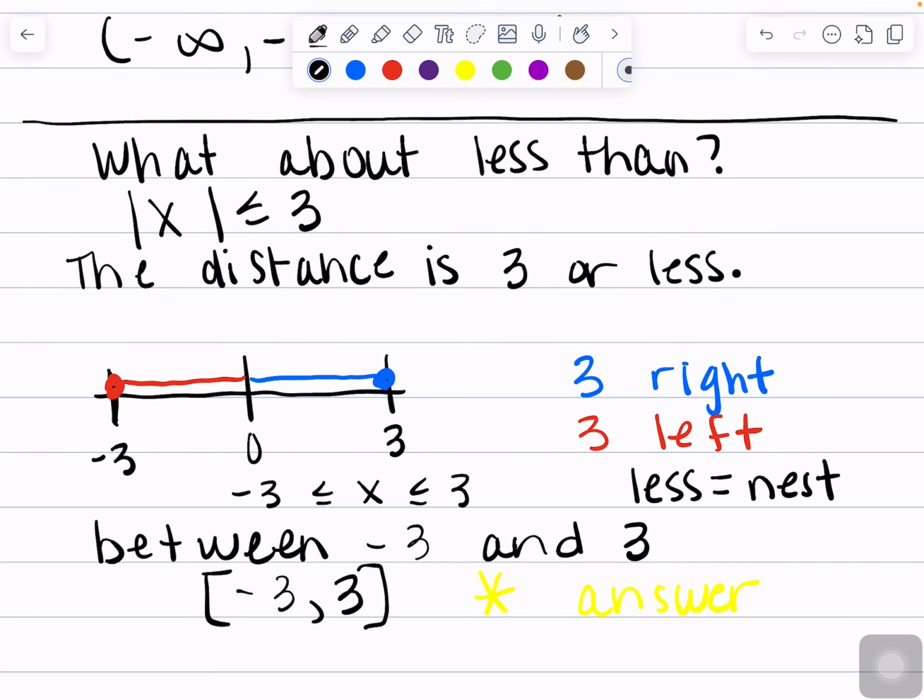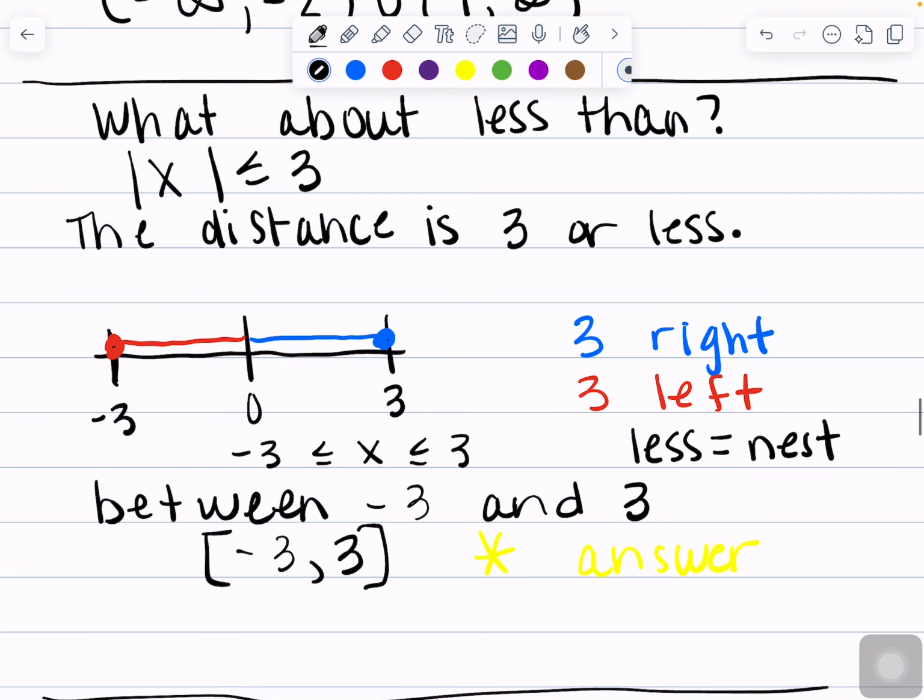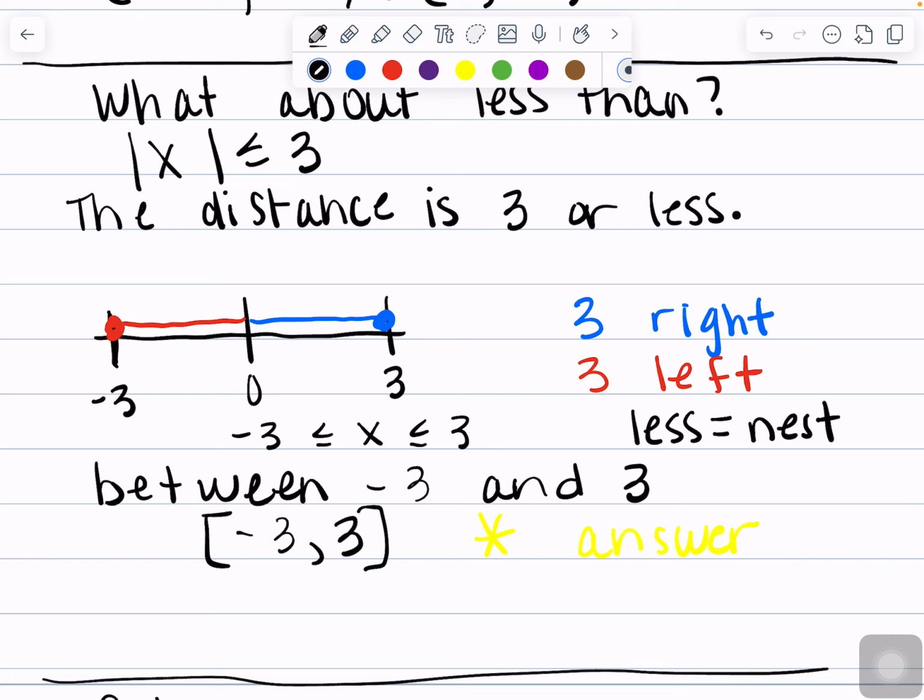What about less than? The absolute value of x is less than or equal to 3. The distance is 3 or less. So that means the distance from 0 is 3 or less. You can only go up to 3 in either direction. So from 0, we can go 3 right in blue, or from 0, we can go 3 left in the red. So we see that x is between negative 3 and 3. Negative 3 is smaller than 0, 0 is smaller than 3.